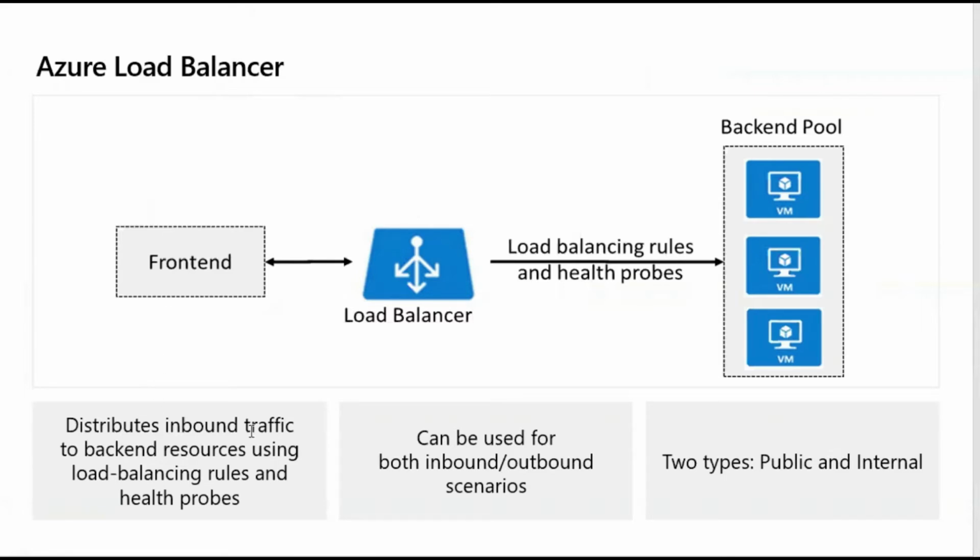Azure Load Balancer distributes inbound traffic to backend resources using load balancing rules and health probes. It can be used for inbound and outbound scenarios. We have two types of load balancer, public and internal. For example, you have some applications running on these virtual machines, and many people accessing these applications. With the load balancer, you can distribute some traffic to this one, some traffic to that one, some to that one. This is a really very good feature in the cloud, especially if you deploy any applications and would like to do load balancing.